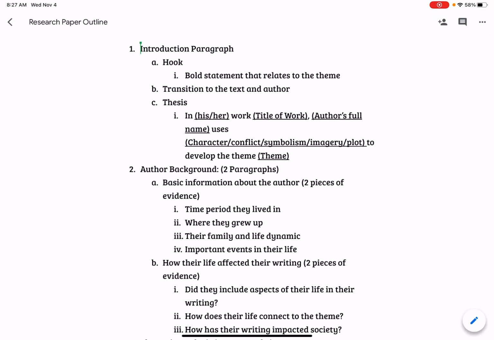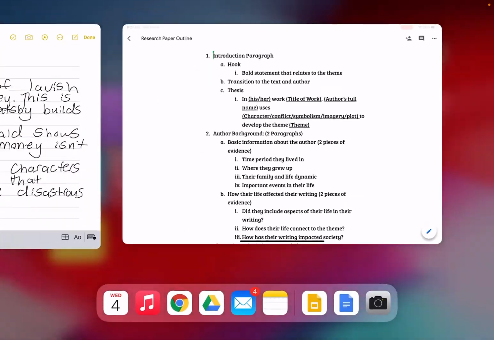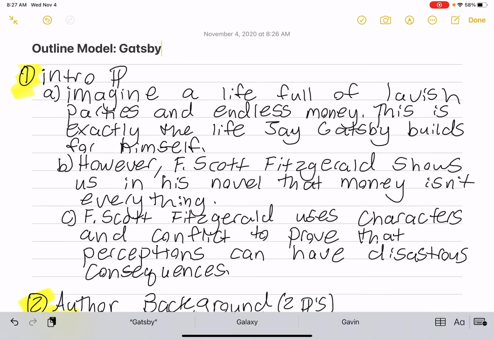Now, your outline is going to follow this format. This is also page 4 in your research paper packet, the one that has the lime green sheet at the top. So what I've done, I have done an example using Gatsby. Now, excuse my terrible handwriting, but this gives you a good idea of what your outline should look like and what you should be writing for your outline.